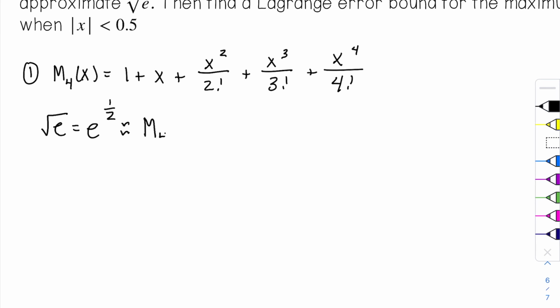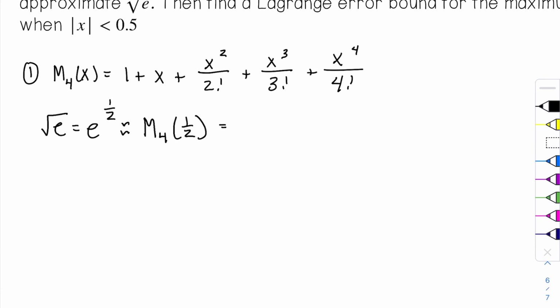Right, so the square root of e is just equal to e to the 1/2. And that's going to be approximately my Maclaurin polynomial at 1/2. So I'm going to go over to my calculator, which you can't see on my screen. I'm just going to type it in. So 1 plus 1/2 plus 0.5 squared over 2 factorial. So 2 factorial is 2, plus 0.5 cubed over 3 factorial, which is 6. Right, you can, of course, type in the factorial symbols.